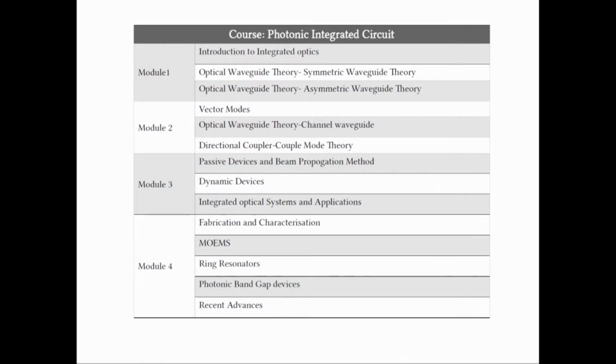Finally, in module 4 we looked at the various techniques to fabricate these integrated optical devices. Then we saw 3 emerging topics, called optical MEMS, ring resonators, and photonic band gap devices. And of course I would like to very briefly mention the recent advances which we have not covered in this course, which you hopefully will be able to undertake in a future course or some other course.